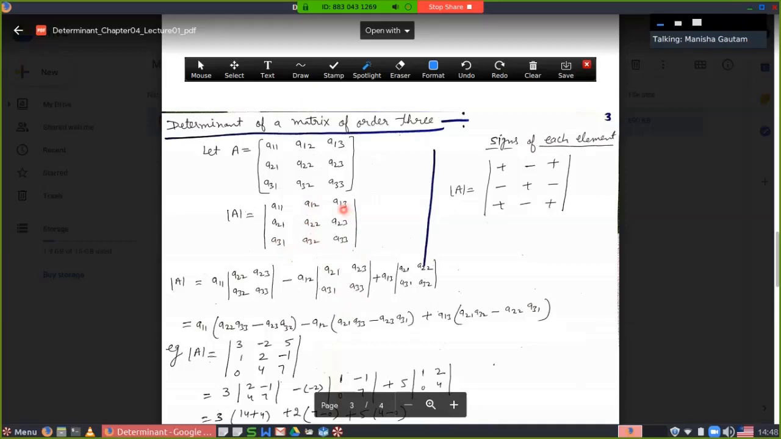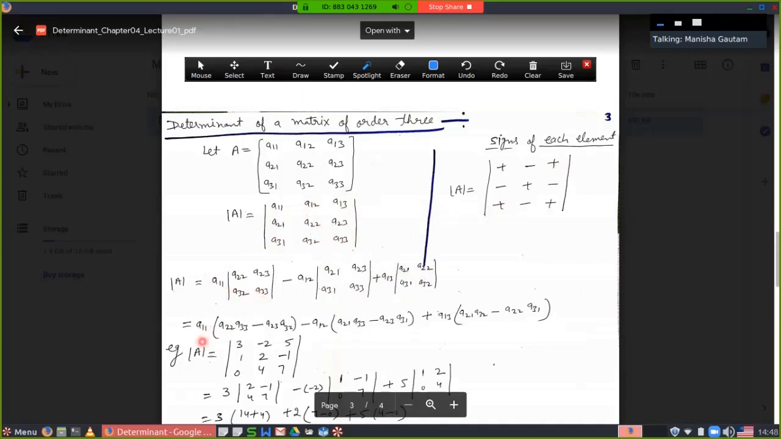Come to A13. Sign is positive. Plus A13, and leave the first row and third column in which this element is lying. What is the 2 by 2 determinant left? A21, A22, A31, A32. Now you know how to solve the 2 by 2 determinant. The same process will be applied here.